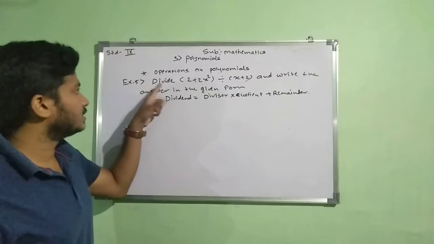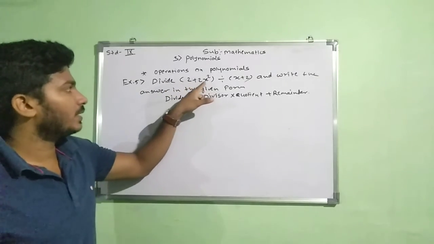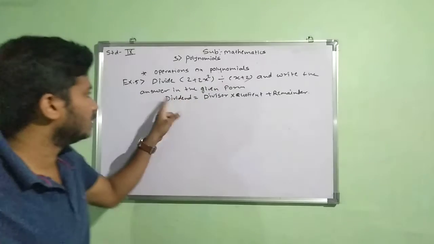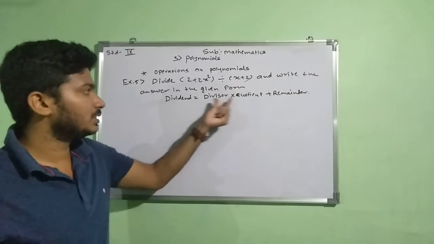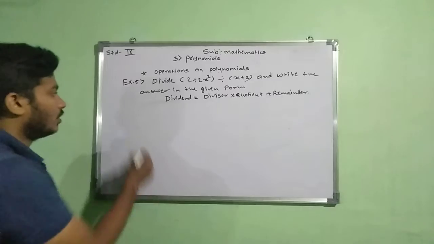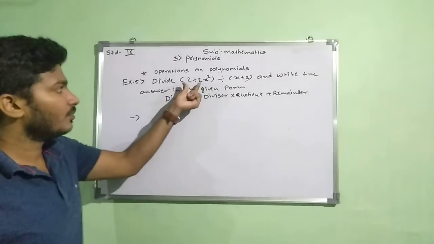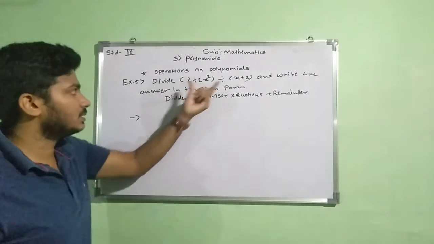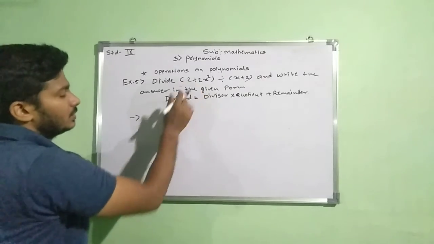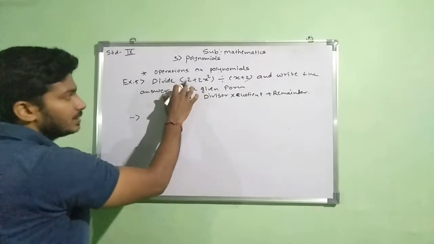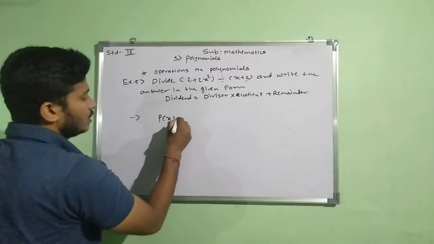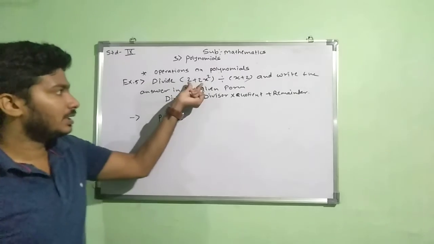So the next example is we have to divide 2 plus 2x square by x plus 2, and we have to write our final answer in the form: dividend is equal to divisor into quotient plus remainder. That means in this form we have to write our final answer. So now while doing division, this is our dividend. We will consider that dividend as p of x, that means polynomial, and we will write that dividend in the standard form.